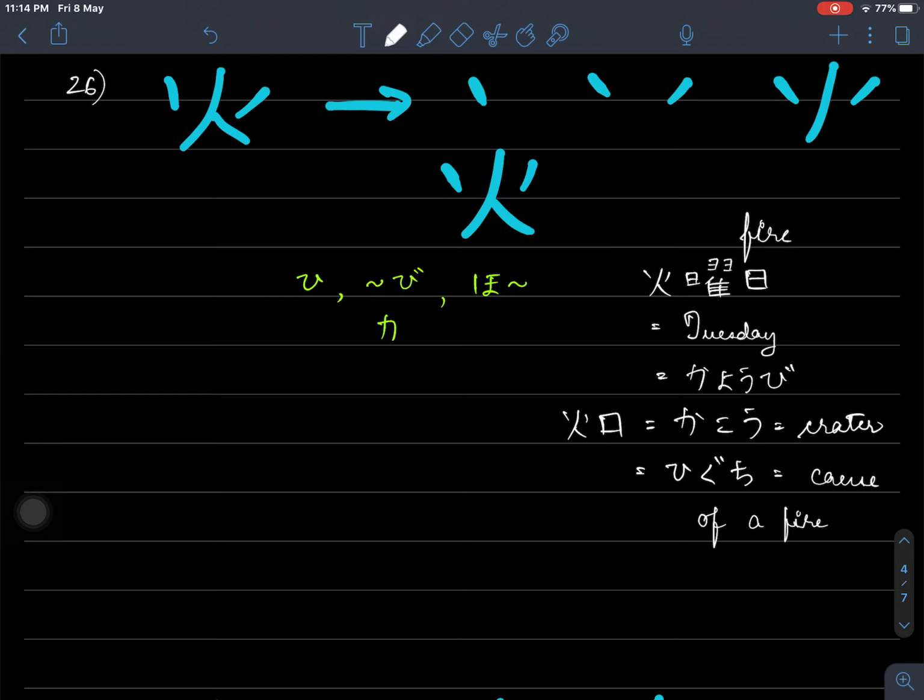So again, much like your Ichinichi Tsuitachi debacle, depending on the context, the reading will change, and depending on the reading, the meaning will change. So if it is Kako, it's crater. If it is Higuchi, it is cause of fire.